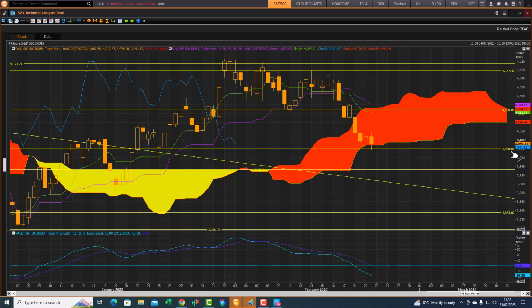It's 3980 we know we get from the daily, and 3933 is the front cloud support zone here. So watch out for these levels on the 4 hour, with downside risk to 3835 on the 4 hour.